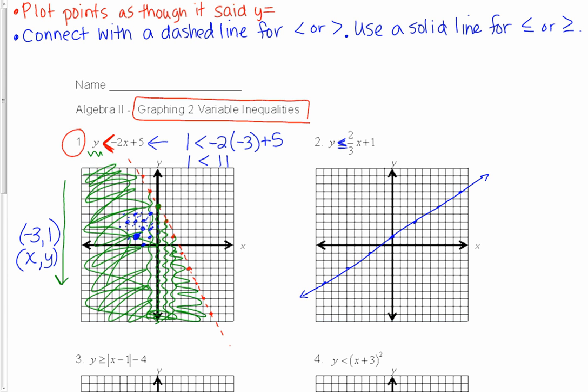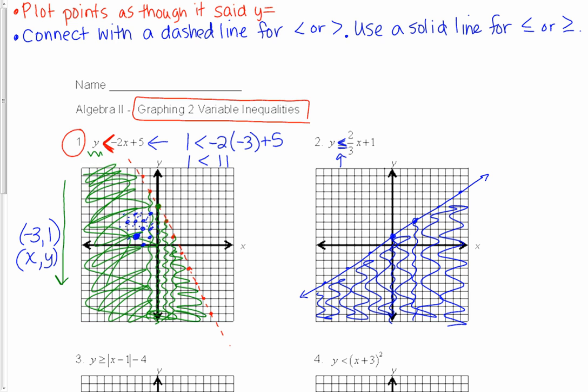On this one, I plotted my line y equals 2/3 x plus 1. I connected the dots with a solid line because I had an equal to part down here in my inequality. Now this was a less than. Again, I pick any point on my curve or my line, and I go down because less than is down in a y direction, and this is what I'm shading. I'm shading everything below my line, and that whole thing is the solution.